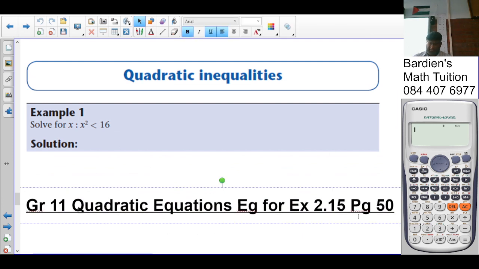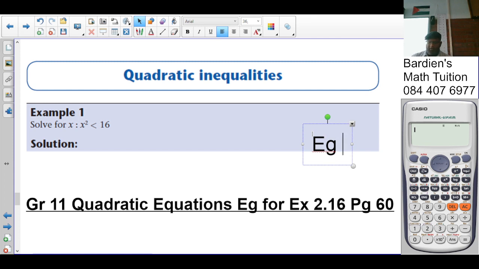This is exercise 2.16, and 2.16 is on page. So check. Sorry? 60. Okay, so this is example 1 on page 51. So there's 10 pages between the first example and the exercise. Sorry? That's examples, okay.